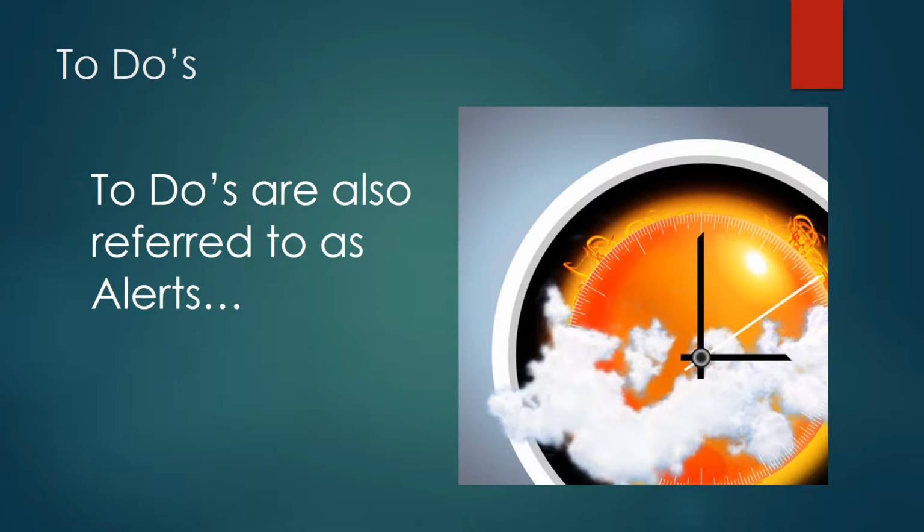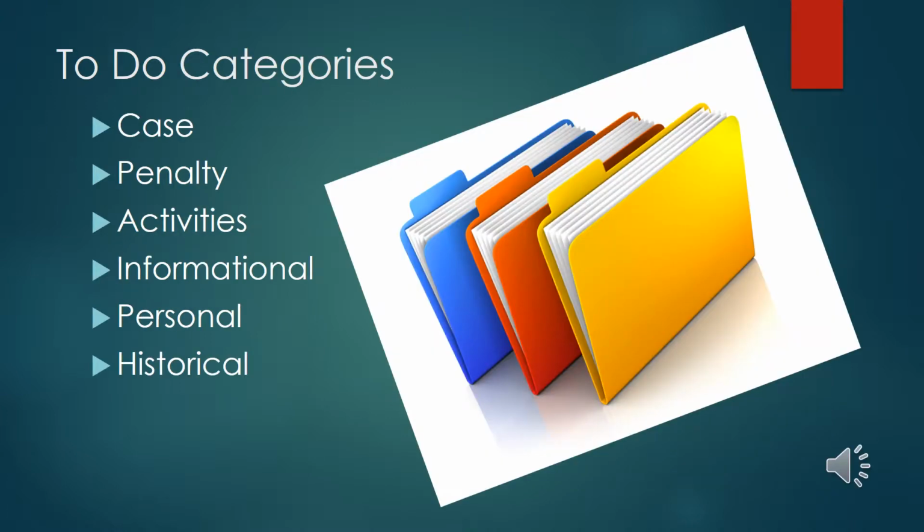During this module, we will look further into the types of to-dos that are created and also how career specialists can actually create their own as reminders to maintain some portion of their cases. The to-do list is arranged in 6 categories: case, penalty, activities, informational, personal, and historical.